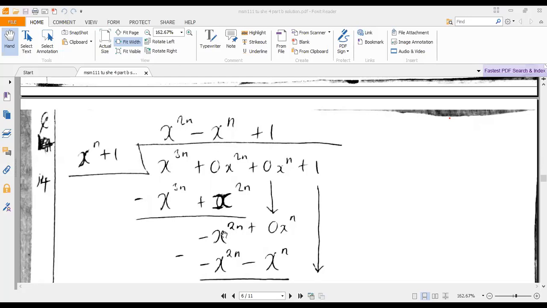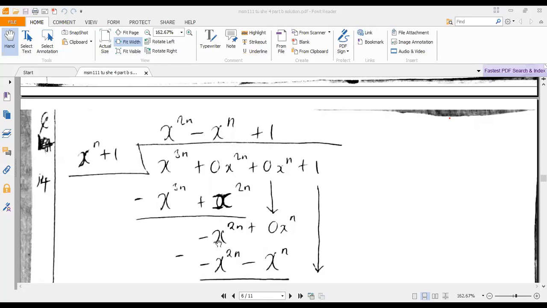Now when you have this guy, you divide again. So you say negative x to the power 2n divided by x to the power n, you get negative x to the power n. Negative x to the power n times x to the power n, we're getting negative x to the power 2n. Then negative x to the power n times positive 1, we're getting minus x to the power n. We drop down this guy, the x to the power n with a 0 coefficient, right? No wonder we are showing that there's a 0 coefficient, so that it's easy to do the manipulation here. So when you drop down this guy, you now subtract everything.